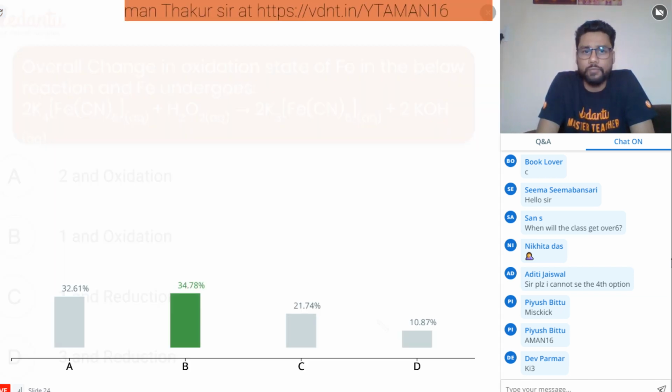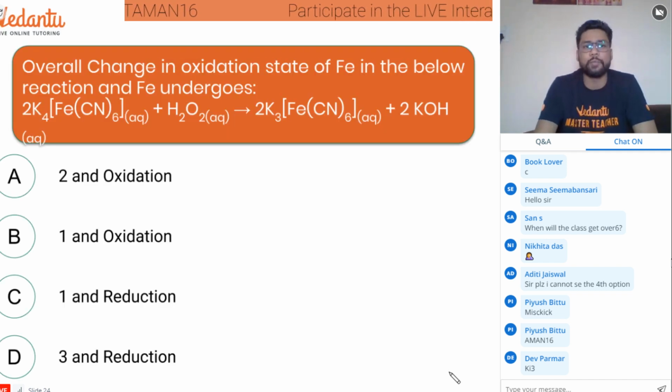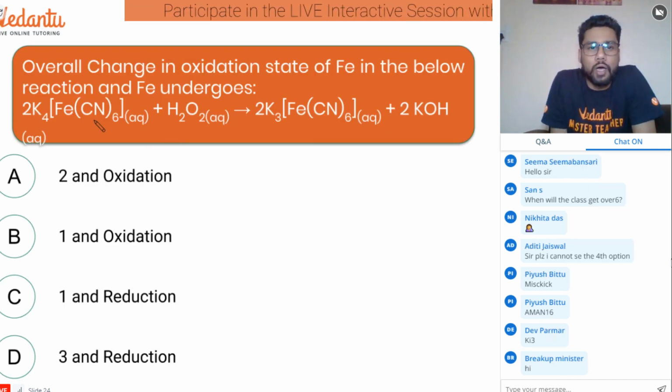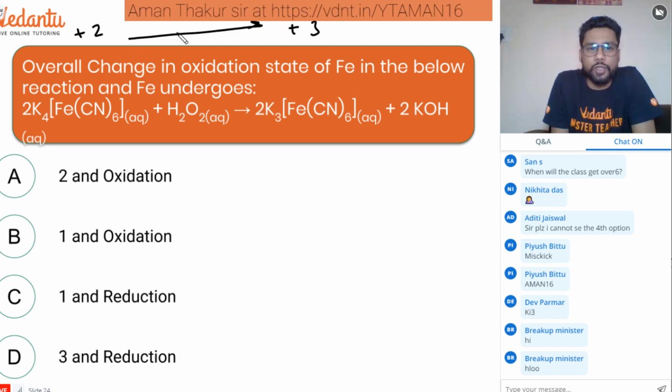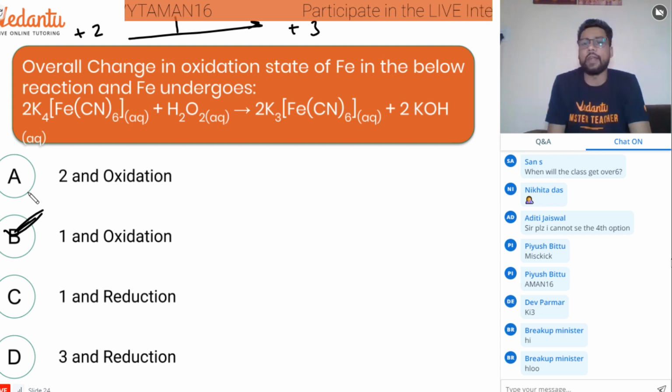None. Okay, six had given the correct answer, 34.78%. Iron in this case will be +2, and iron in this case will be +3. So the change in oxidation state is 1, and it has oxidized.